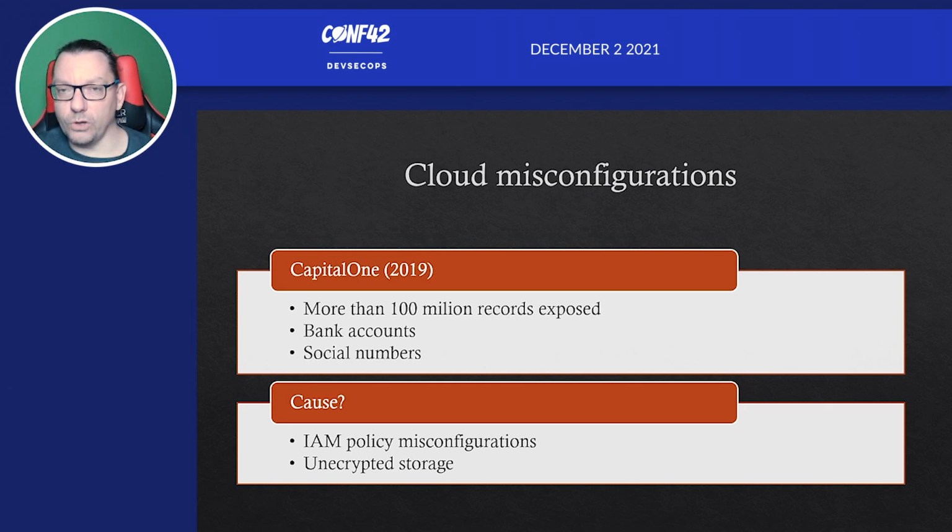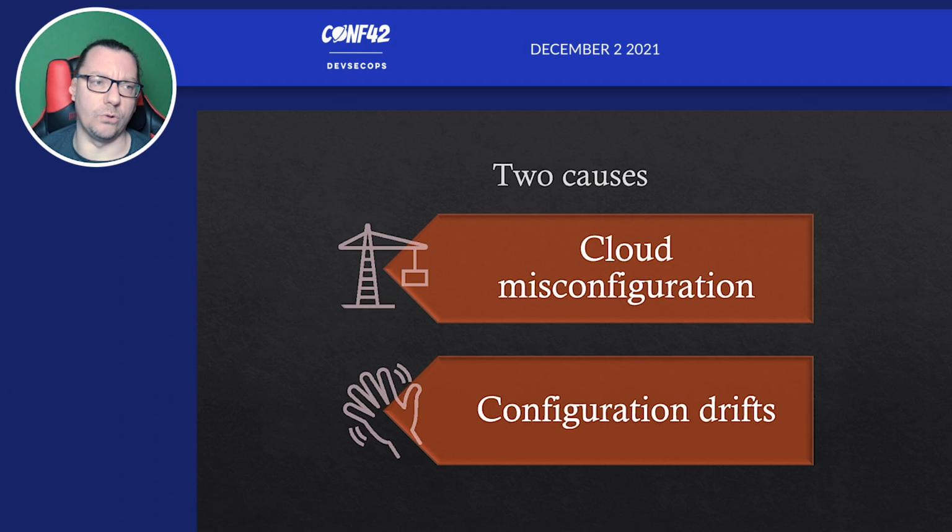So what kind of cloud misconfiguration can we have? Really, two types. One is cloud misconfiguration itself, when we are creating resources or updating resources, etc. And the second, very important and really tricky, is configuration drift.